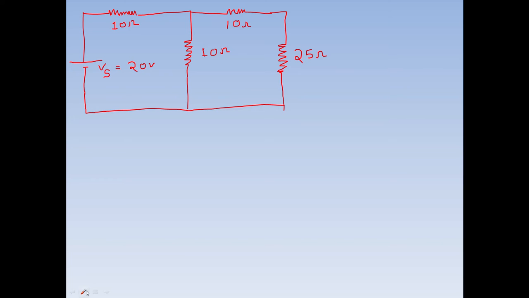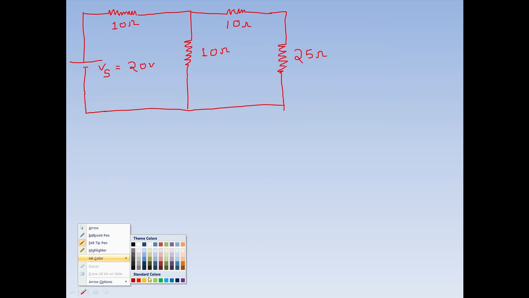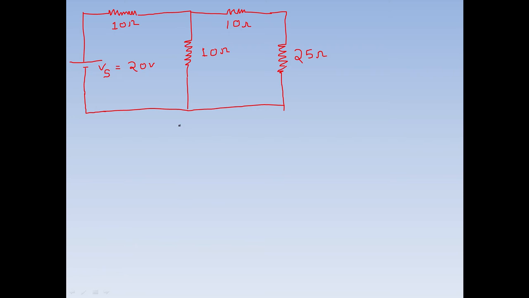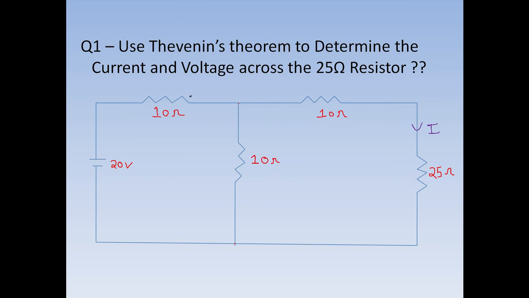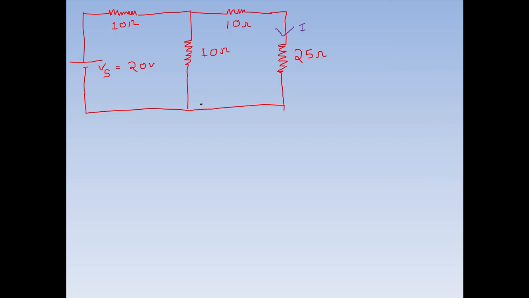Now how to solve it? We'll proceed. Here we have to determine the current I. So this is our circuit. If you look at this circuit, it is the same circuit as this one. Now we have to find the current I. So in step first, we calculate first of all RTH.